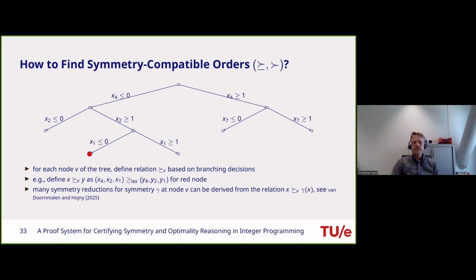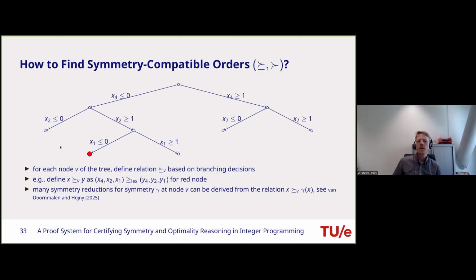To give you an idea how this works, I do not want to go into all the technical details. This is maybe something for the second part of the talk. But the idea is that we take the branching decisions, and based on the branching decisions, we define for every node in the branch and bound tree its own lexicographic order. But the lexicographic order not on the full variable space, but only the variables that we have seen while branching from the root node to, for instance, this red node here.